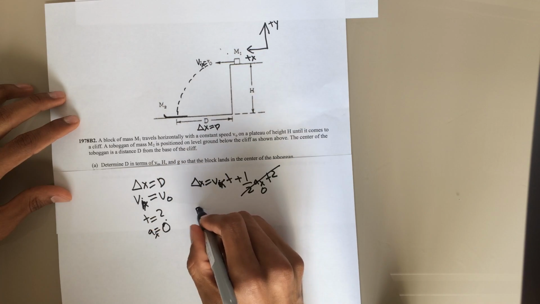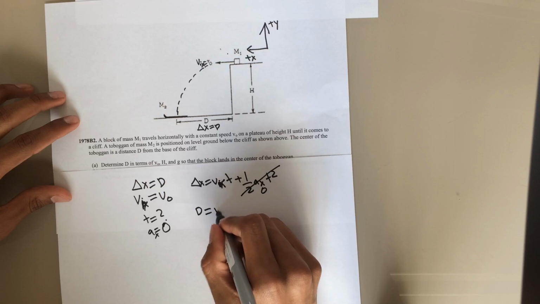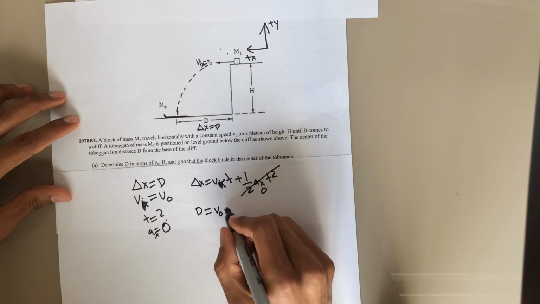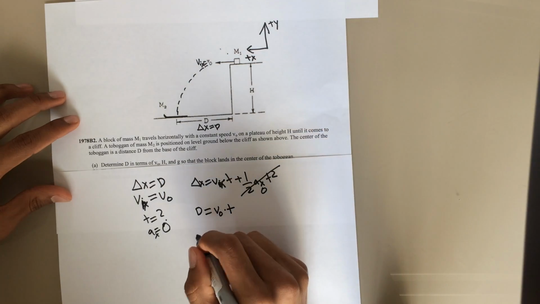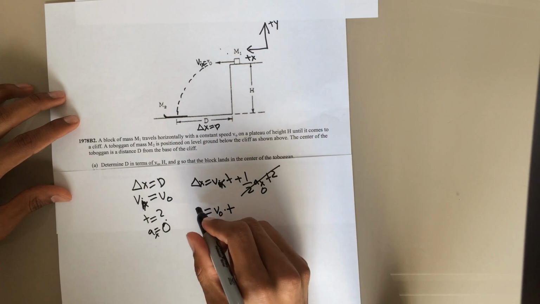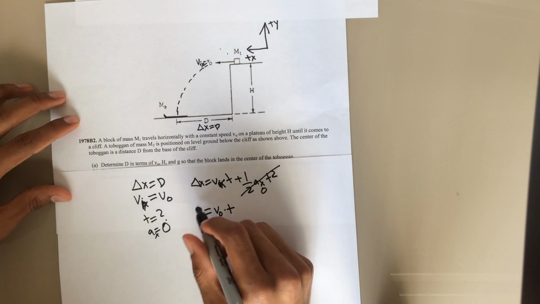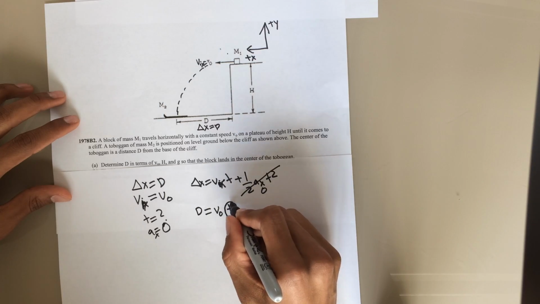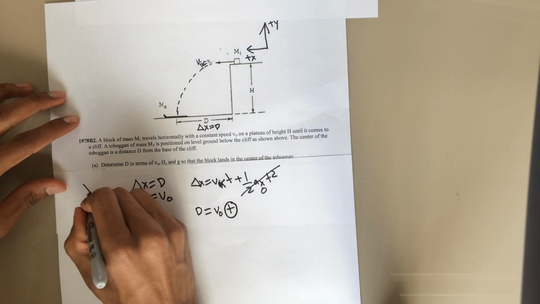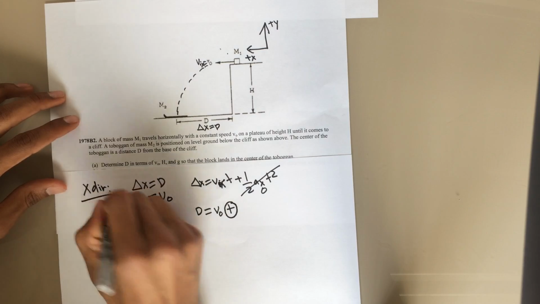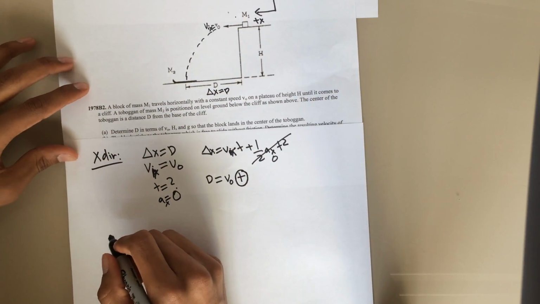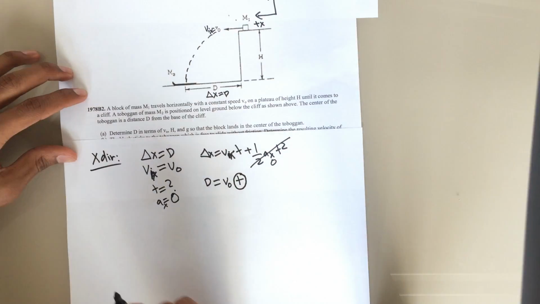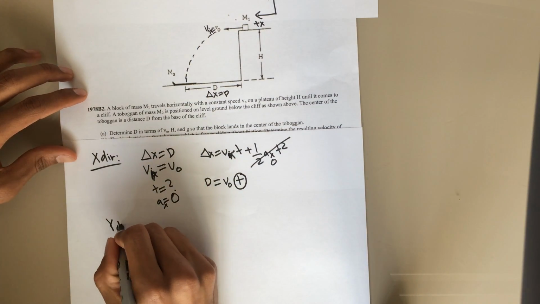So d is equal to v0 times t, and we're trying to find this distance d in terms of all these variables. But t is not one of our variables that we're allowed to use. So this is our x direction projectile, and now we can set up our equations for the y direction.